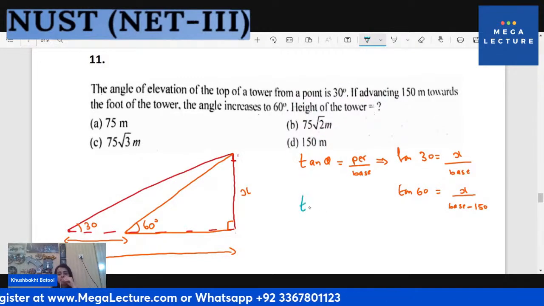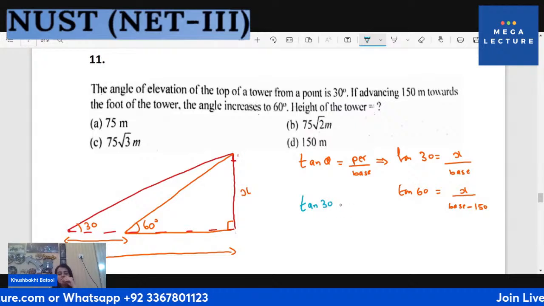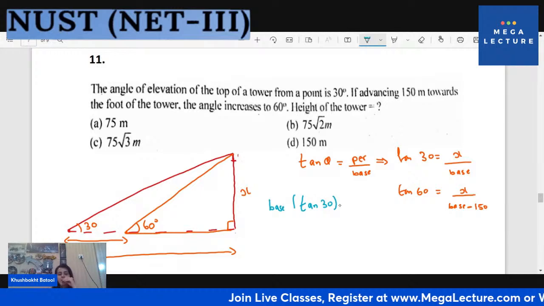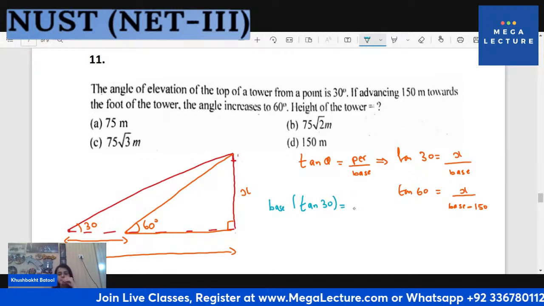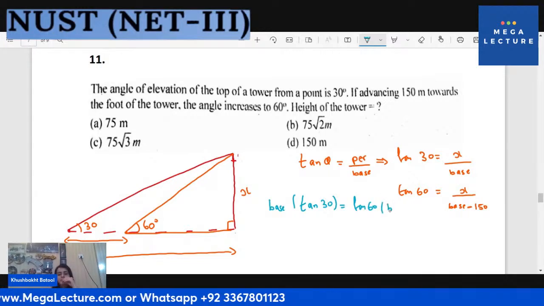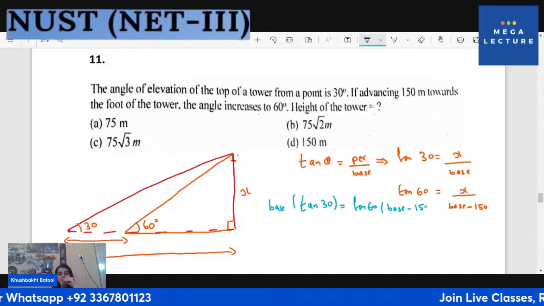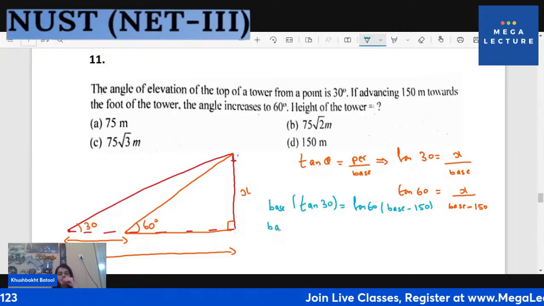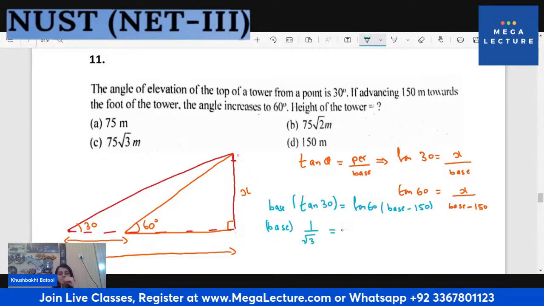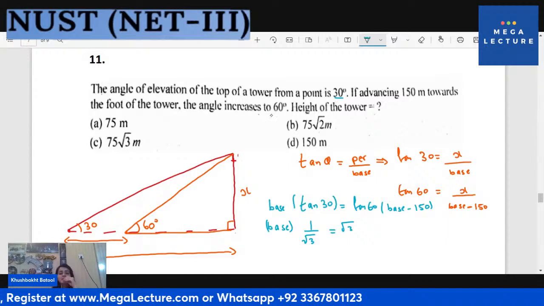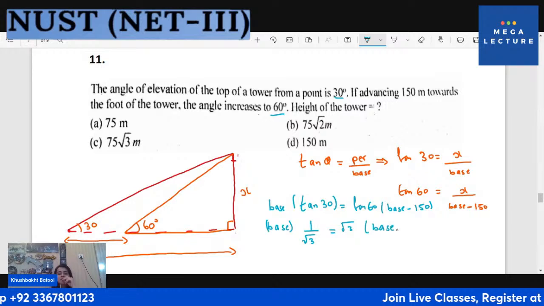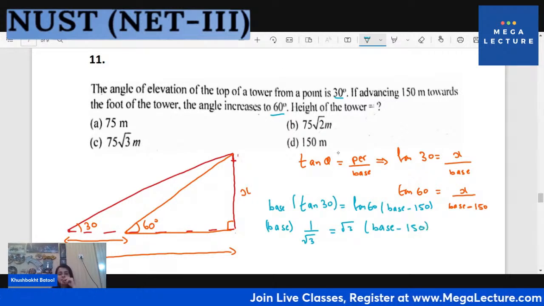It would give me a new equation: tan 30 multiplied by the base would be equal to tan 60 multiplied by base minus 150. Now base is the only unknown. Tan 30 is 1 by root 3. Tan 60 is root 3. Again, guys, it's just the angles 30 and 60, so you can memorize these values, obviously. And then it is base minus 150.